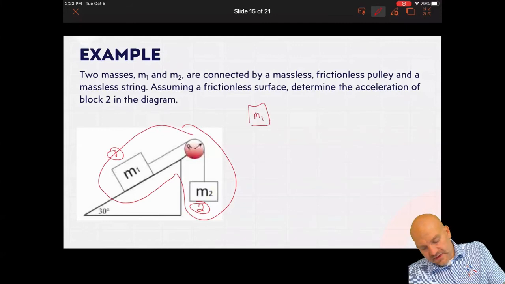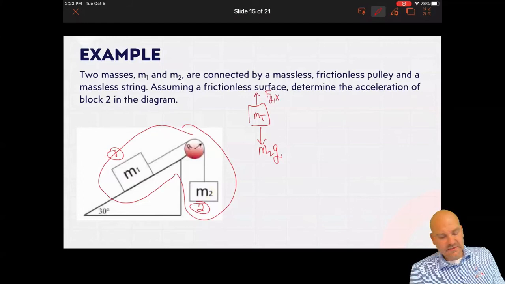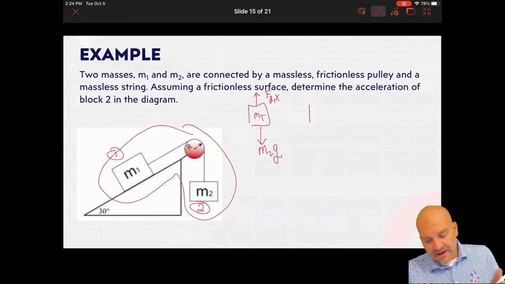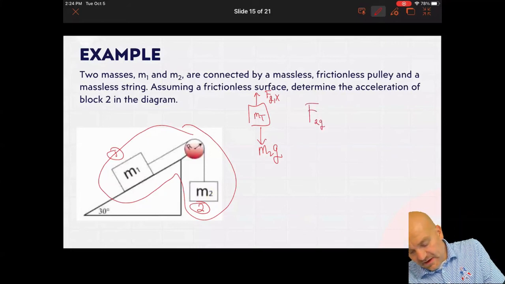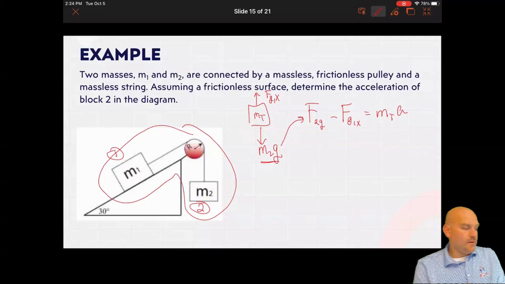So my free body diagram, I would have total mass. I know that block 2's weight is going to try to pull it down, and block 1's weight is going to try to pull it down the incline. So when we do this, we simply say F2G minus FG1X is going to equal M total A, the total mass of the system.